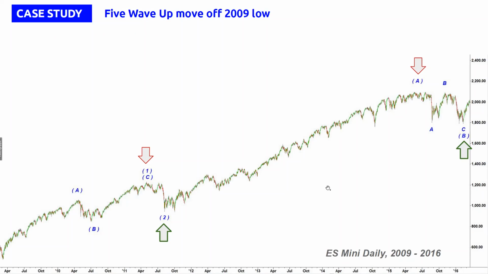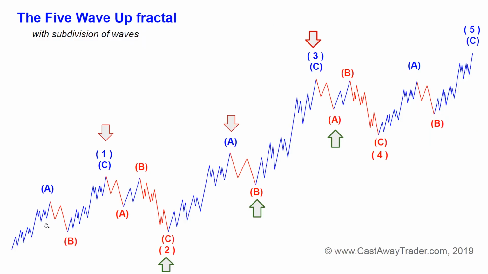Okay, let's look at how the same 5-wave up fractal on a bigger scale played out in the S&P mini. This is the ES mini daily chart, and that 5-wave up fractal started in 2009. We got ABC of wave 1, then corrective wave 2, corrective meaning the market moves counter trend. It's like a temporary pullback, and then another push up in subwave A of 3. So let's look at the fractal.